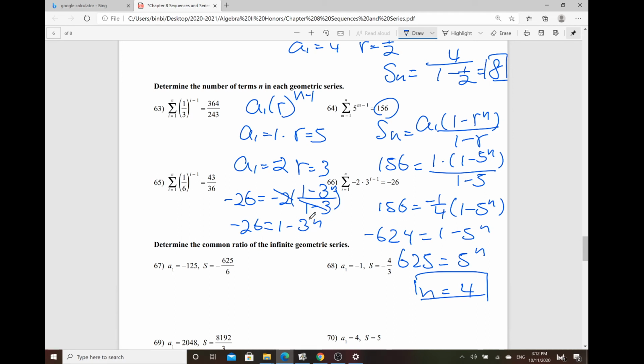So let's see right here. Did anything go wrong here? It is 3 to the power of n. Okay, a sub 1 is negative 2, so 1 minus 3 to the power of n. Once you subtract 1, that'll be negative 27, that's right, equals negative 3 to the power of n. Negative, negative got canceled, so 27 equals 3 to the power of n. And then n equals what? 3.